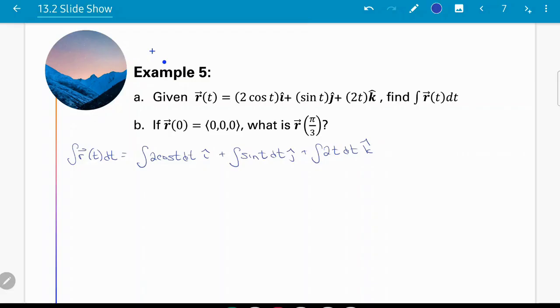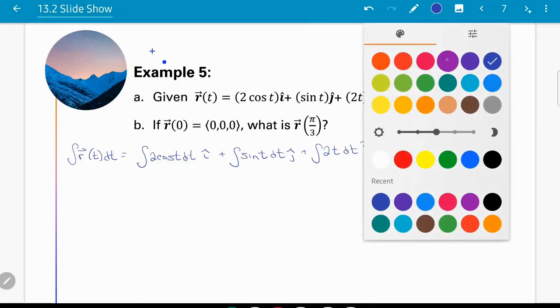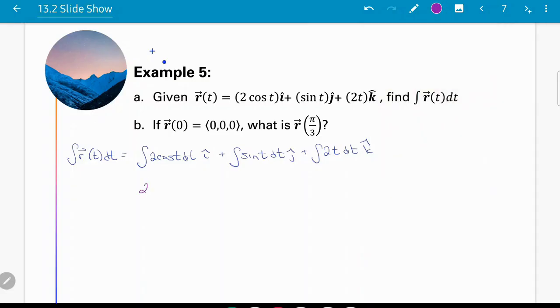So the integral of 2 cosine t dt gives us 2 sine t i hat minus cosine t j hat plus t squared k hat. And this is an indefinite integral, so we know that there is some constant vector.